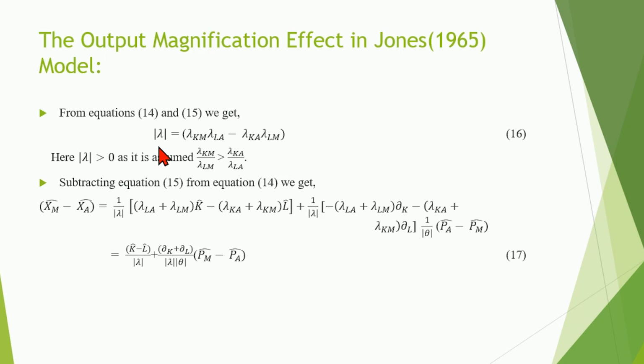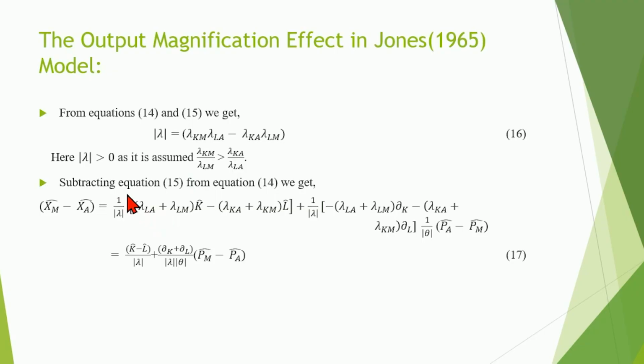Next we have shown that the value of mod lambda is again greater than 0, because we have assumed the manufacturing sector is more capital intensive than the agricultural sector. Now, if we subtract the value of xa hat from xm hat, then we get this expression, which has been shortened in this way. Xm hat minus xa hat is equal to (k hat minus l hat) by mod lambda plus (delta k plus delta l) by mod lambda into mod theta, whole multiplied with (pm hat minus pa hat).